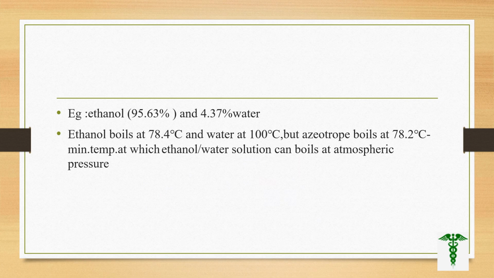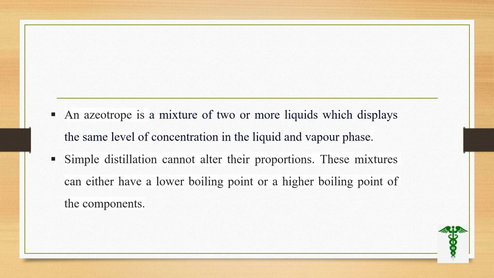In this type 2, we mainly write with the help of an example: ethanol 95.64% and water 4.37%. If separate, the components have a higher boiling point, but as an azeotrope it reduces by a few degrees Celsius. We can say an azeotrope is a mixture of two or more liquids which display the same level of concentration in the liquid and the vapor phase. So simple distillation cannot alter the proportion because of the component properties.